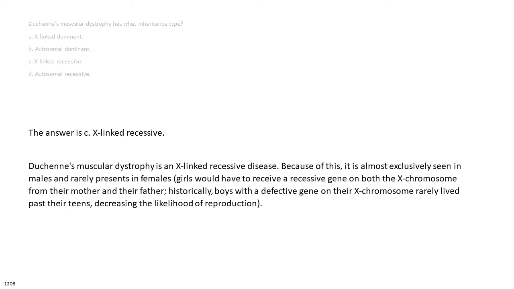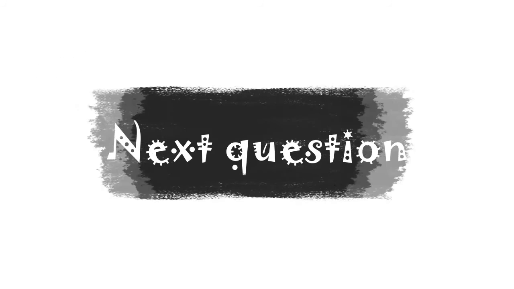Duchenne's muscular dystrophy is an X-linked recessive disease. Because of this, it is almost exclusively seen in males and rarely presents in females. Girls would have to receive a recessive gene on both the X chromosome from their mother and their father. Historically, boys with a defective gene on their X chromosome rarely lived past their teens, decreasing the likelihood of reproduction.